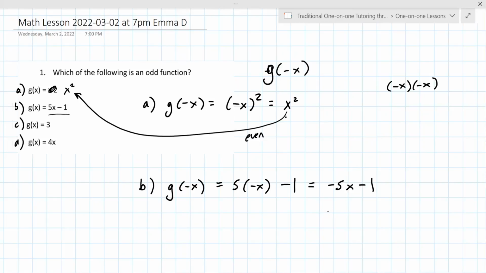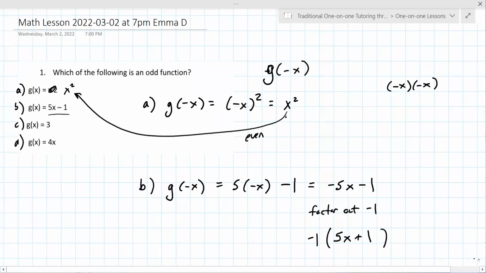When it's not the same, the next thing you do is factor out negative 1. So it's negative 1 on the outside, and then what goes on the inside? You're basically changing the sign of each of these. So 5x plus 1. Now I have to ask you the same question: is this part inside parentheses the same as the original? It has to be exactly the same. No, it is not. So it is not odd. Therefore it is neither.